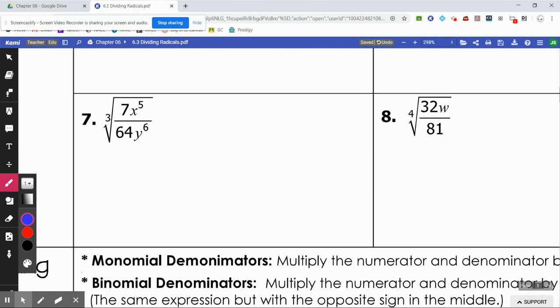Number 7. Always clean up the inside first if you would like to. 7 and 64, there's nothing you can do there. Well, the x's and y's, nothing you can do there either.